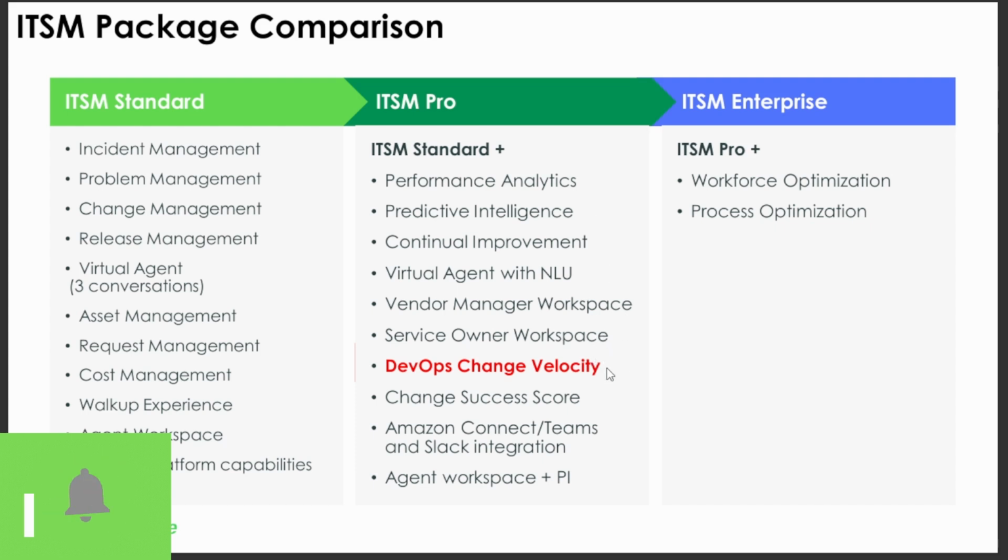So DevOps change velocity is part of your Professional license. If you have Enterprise, then it is also good, you have that functionality. If this plugin is available with your subscription, then you can enable the automated change management solution or enterprise change management solution in your business environment.